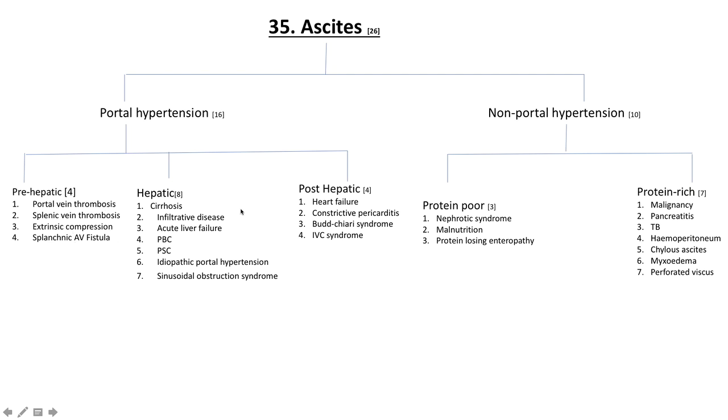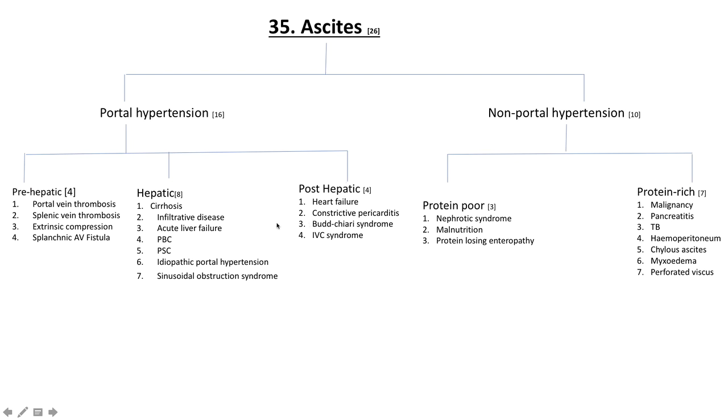okay? Intrinsic hepatic causes of portal hypertension include cirrhosis, which is probably the most common cause. All right, infiltrative disease, acute liver failure, primary biliary cholangitis, primary sclerosing cholangitis. It could be idiopathic portal hypertension or sinusoidal obstruction syndrome. Posthepatic, of course, happens after the liver, and probably the most common cause of this we see in our clinical setting is heart failure, together with constrictive pericarditis.